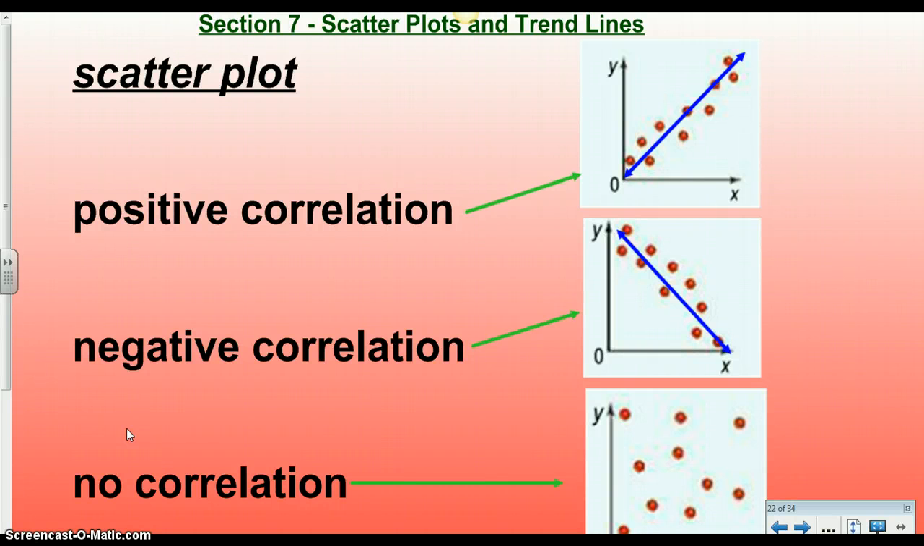But there are three types of correlations that they do form. The first is a positive correlation. Just like a positive slope, you have the scatter plot. Our trend line, which would be the blue line, shows that there's a positive correlation. Negative correlation would be just like a negative slope, and our blue line, again our trend line, would show a negative correlation. No correlation would be when they have nothing to do with one another. So the points are just scattered literally all over the graph.